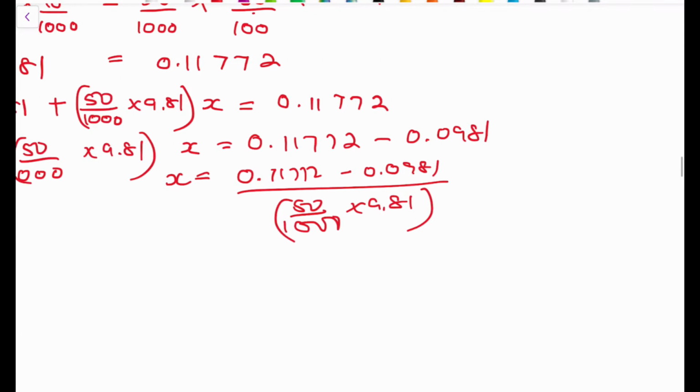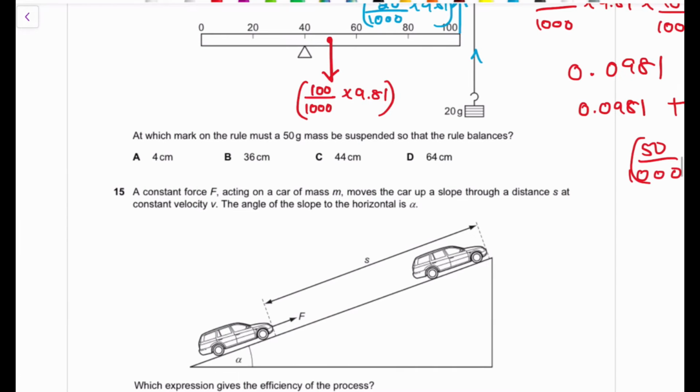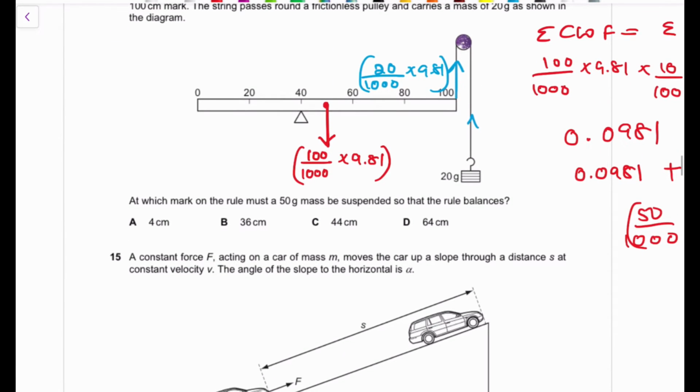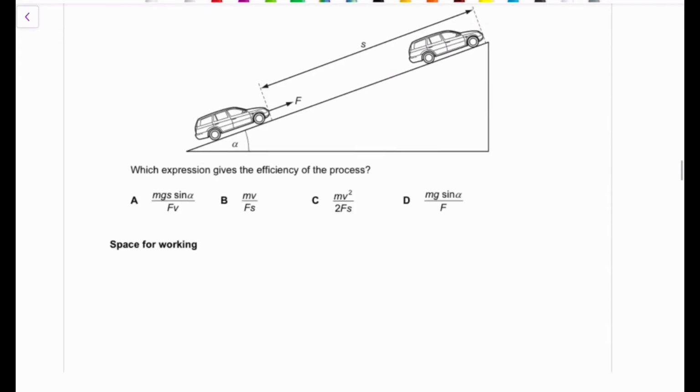Right, so you're going to get a value of x that's about 0.04 centimeters. So I mean that you need to place your thing 0.04 centimeters from the pivot. So it's going to be somewhere here. Okay, so it's going to be somewhere here, right? So it's 0.04, which is about 4 centimeters, right? So you need 4 centimeters here. So you basically need to place it on, this is going to be the 44 centimeter mark. So the answer is going to be C, 44 centimeters.